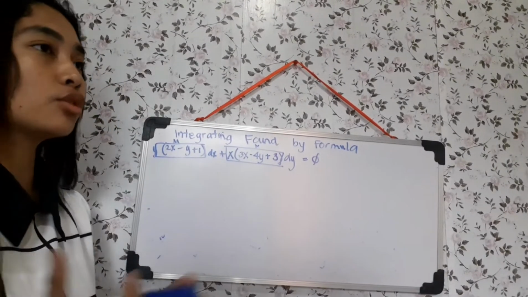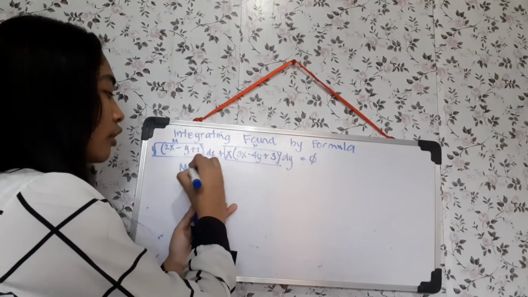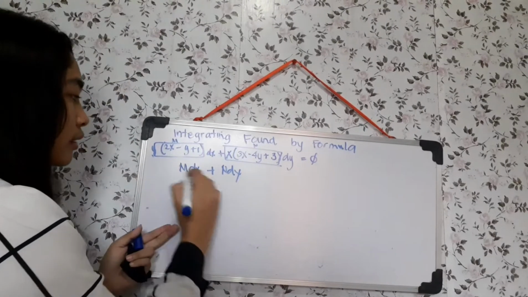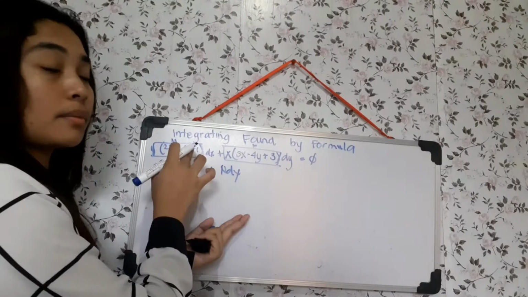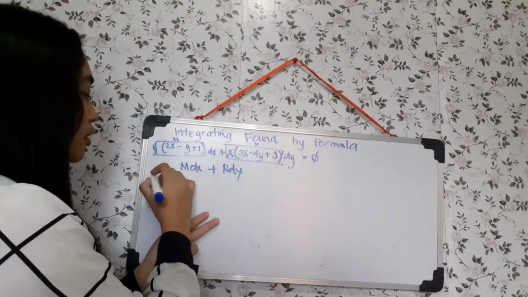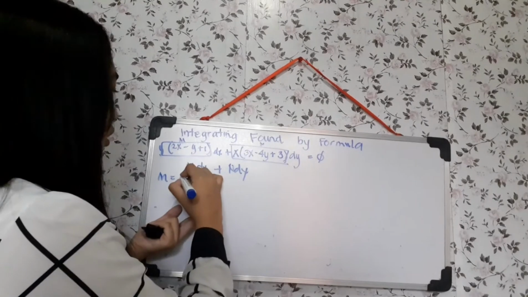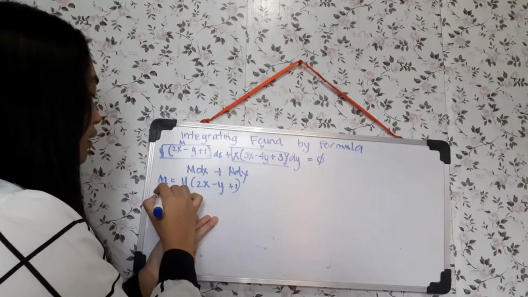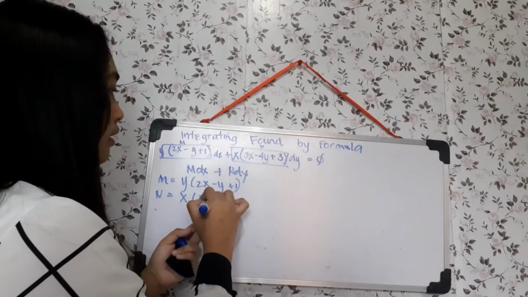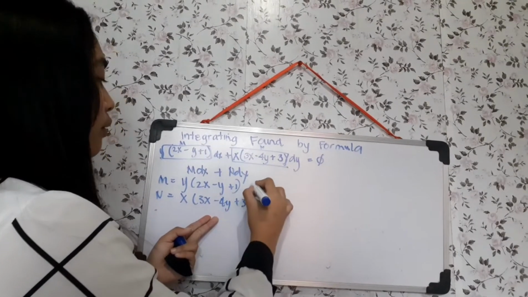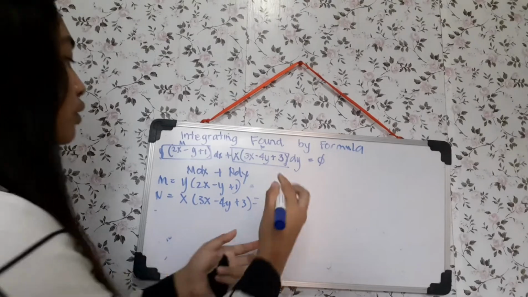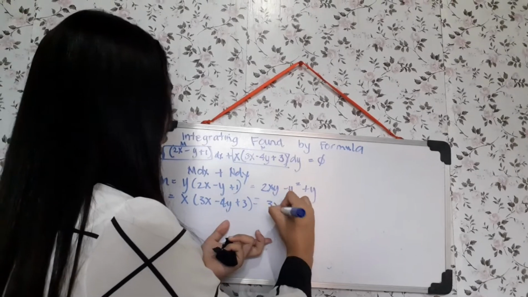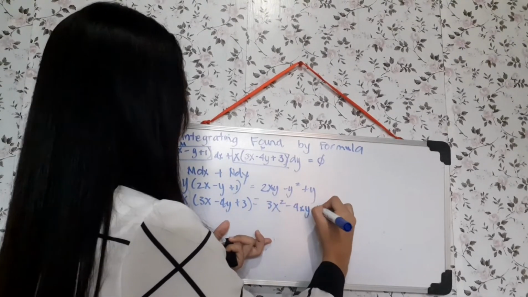So, first thing to do is take the coefficient of dx as M and dy as N. Then write here the value of M and this is the value of N. So M is equal to y(2x minus y plus 1) and N is equal to x(3x minus 4y plus 3), or M equals 2xy minus y squared plus y and N equals 3x squared minus 4xy plus 3x.